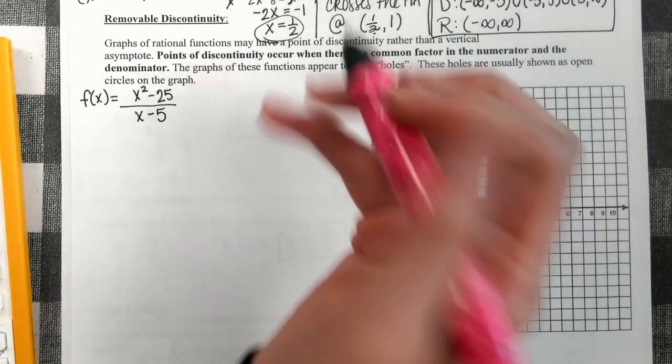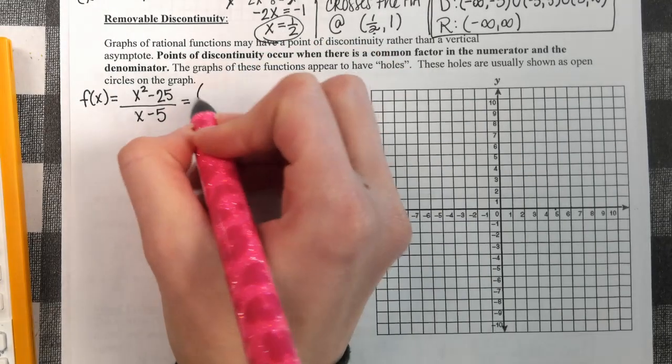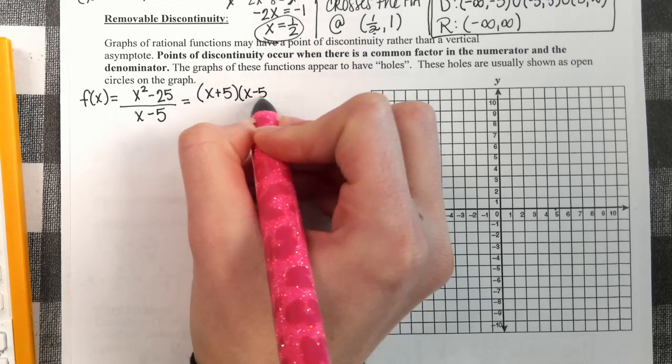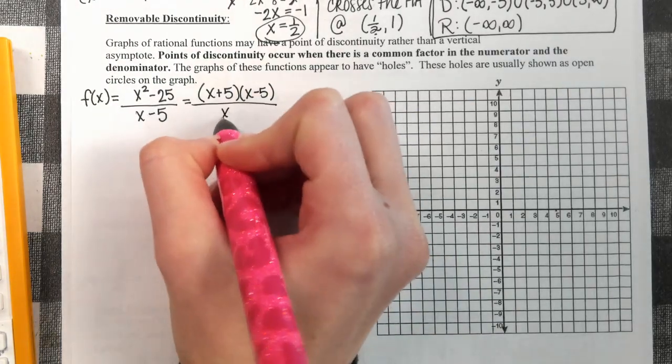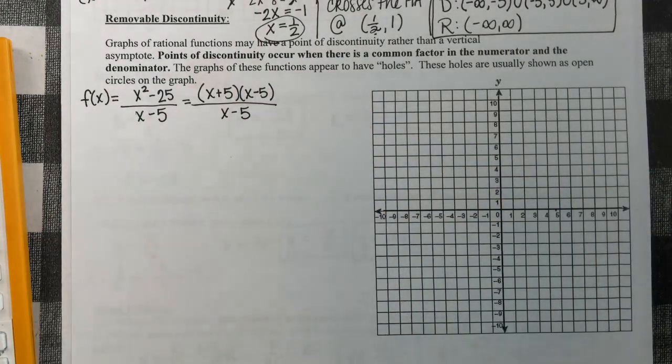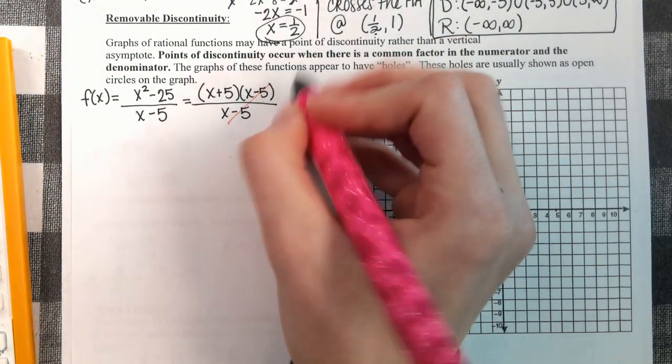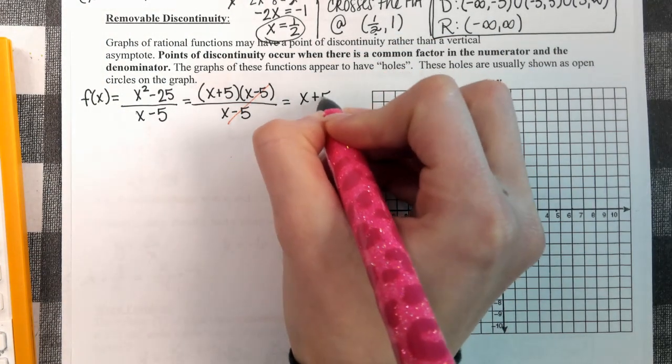So if I have this example of x squared minus 25 over x minus 5, when I factor this it gives me x plus 5, x minus 5 over x minus 5. And what can I do from there? Cancel out, it's fine. I can cancel out x minus 5, and that just leaves me with x plus 5.